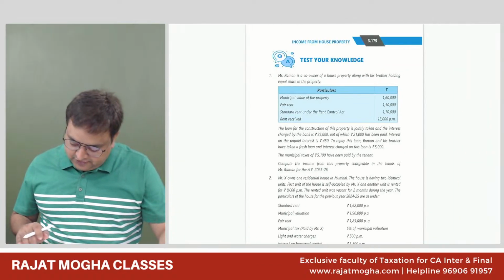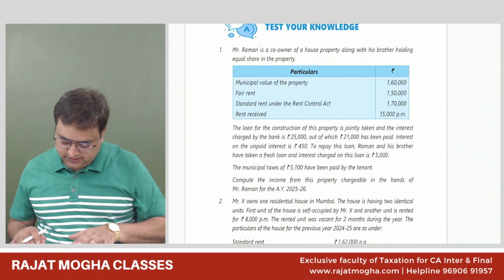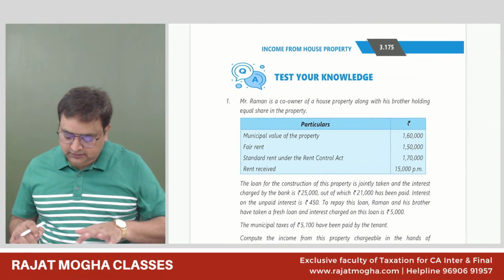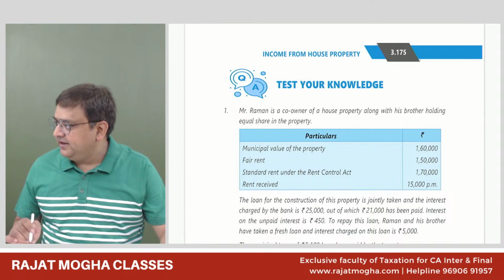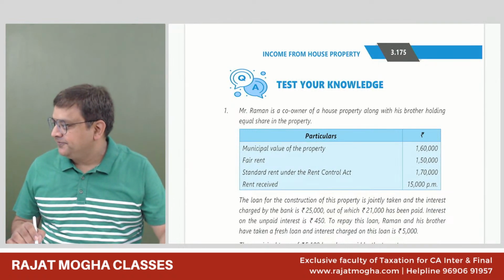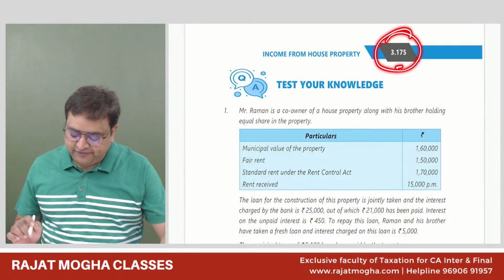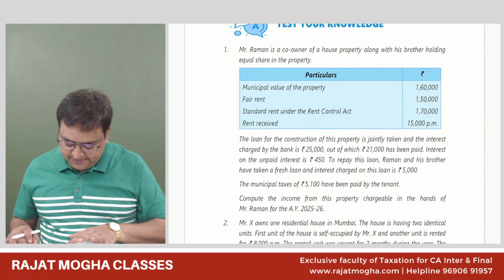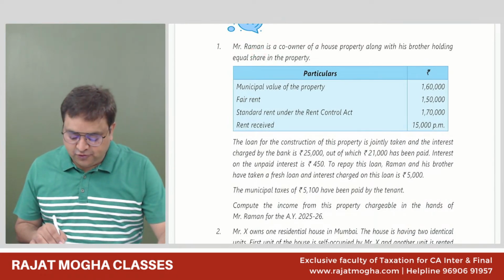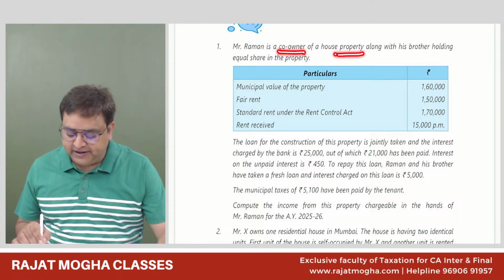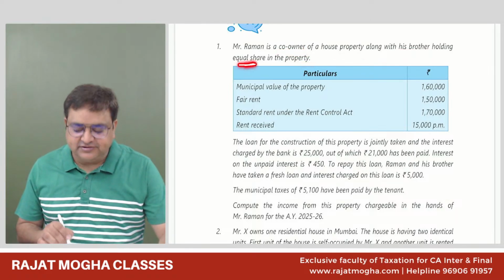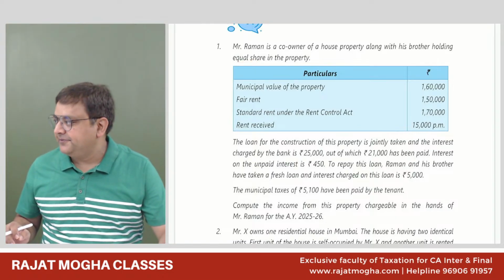I'm coming to the back questions. This is the page number from your study material, 3.175. Question number 1. Raman is a co-owner of a house property along with his brother, holding equal share in the property. So their share is equal, 50%, 50%.